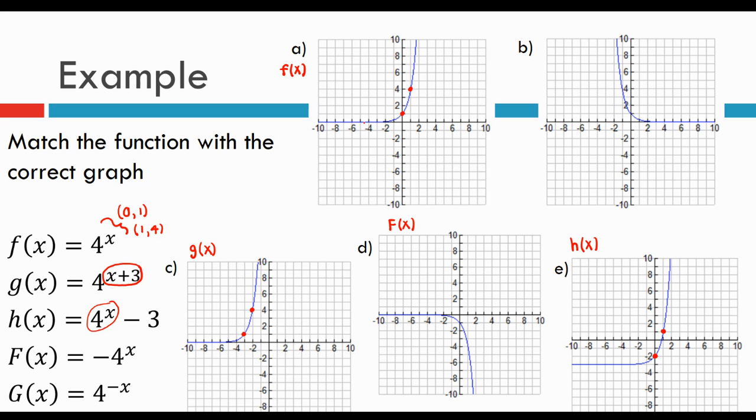If it's going from low to high on graph A, I want to go from high to low, and that happens to be graph B. So this is the capital G of x. And so there are all of my matching graphs.